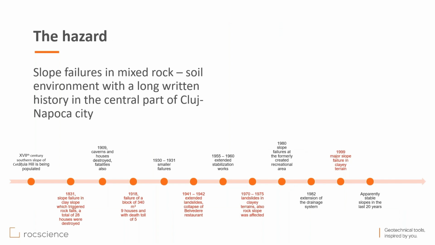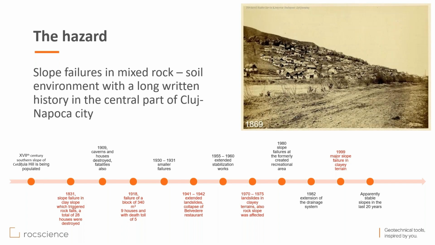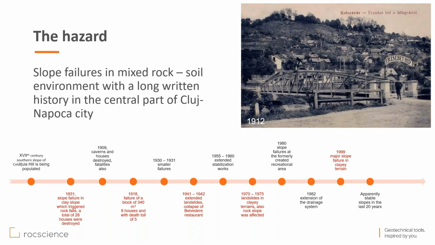Regarding the site, there is a very long written history related to the slope failures in both soil and rock, some of them with multiple victims. In the first pictures, you can observe how the certain slope of the Cetățuia Hill starts to be populated, starting with the 17th century. We also have an Erzsébet Híd, which is not quite as large as the one from Budapest, but we have it.